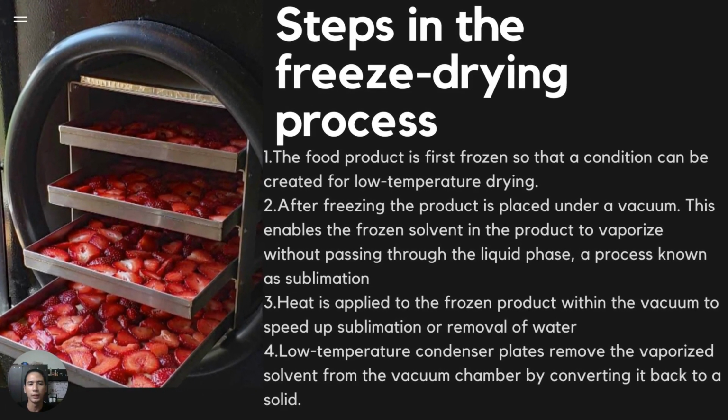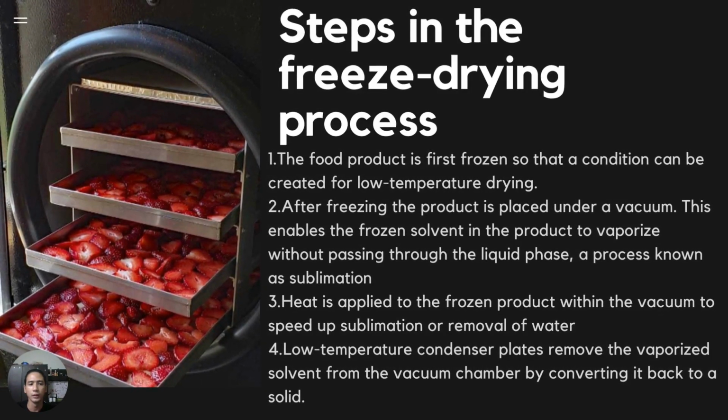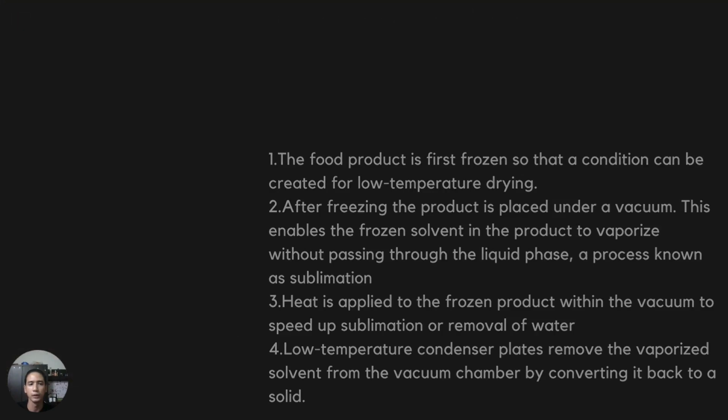Okay. Steps in the freeze drying process. First, the food product is frozen so that a condition can be created for low temperature drying. After freezing, the product is placed under a vacuum. This enables the frozen solvent in the product to vaporize without passing through the liquid phase, a process known as sublimation. Third, heat is applied to the frozen product within the vacuum to speed up sublimation or removal of water. And last, low temperature condenser plates remove the vaporized solvent from the vacuum chamber by converting it back to a solid.